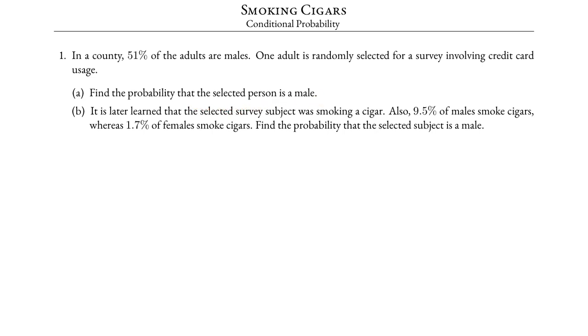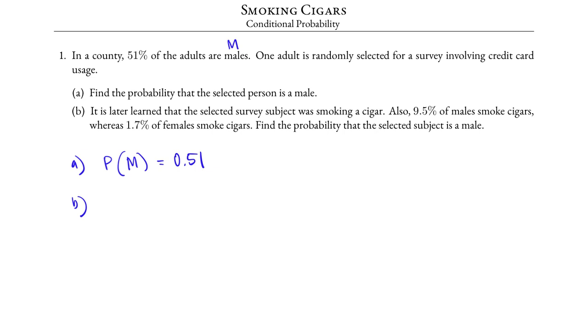Well, simply put, 51% of the adults are males, so if we let M be the event that the randomly selected person is a male, then the probability P of M is 0.51. And that is it. We do not have any other information than that. 51% of the adults are male, so the probability that we randomly selected a person and that person is a male is 0.51.